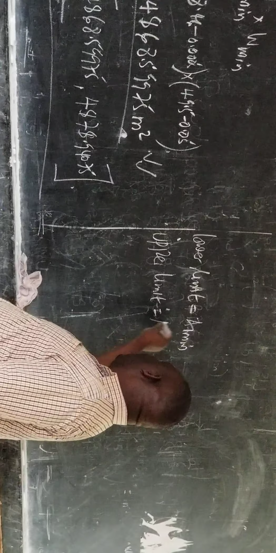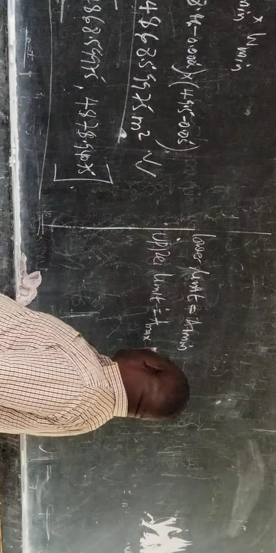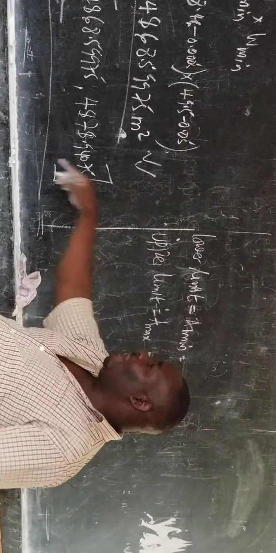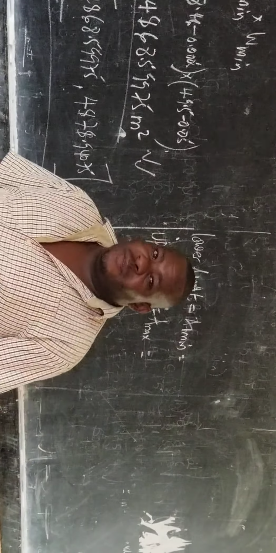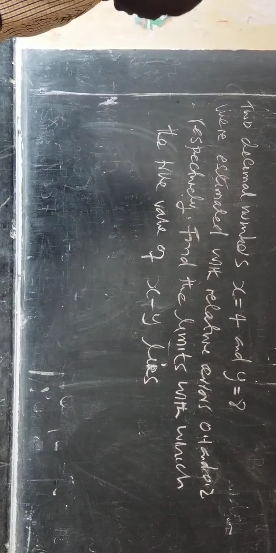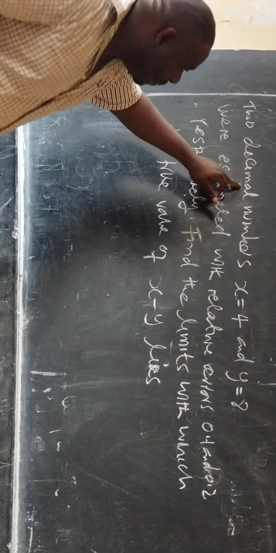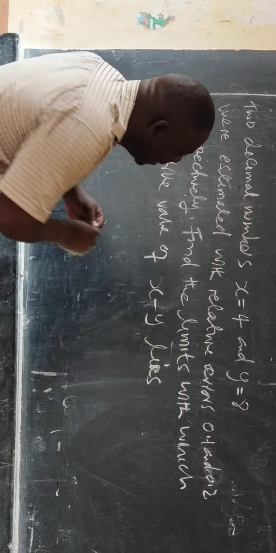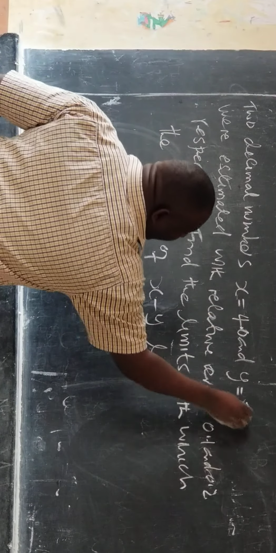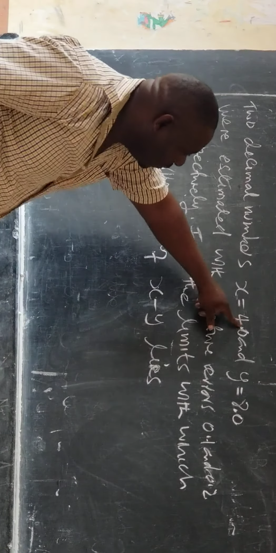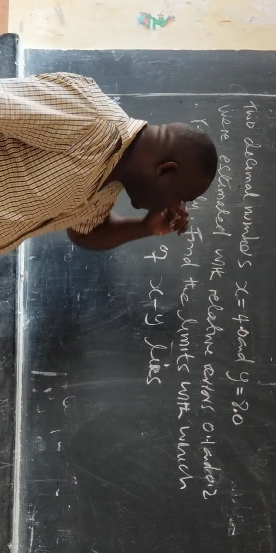You state the area maximum. Then you give the value of the area maximum if you wanted the limits. So we are having another example here. We are having two numbers: x is equal to 4.0, y is equal to 8.0.